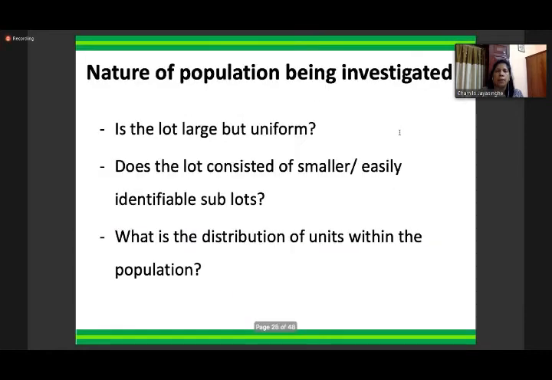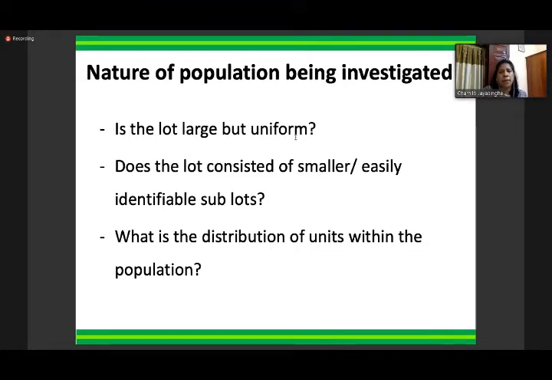The next point is the nature of the population being investigated. Is the lot large but uniform? Does the lot consist of smaller, easily identifiable sublots? Or what is the distribution of units within the population? So is the lot large but uniform, right? If it is large but uniform, then wherever the place, you can take the sample. So it won't be a problem. But if the lot is large but not uniform, then it will be a problem. You have to think about a different method to make it uniform, and then you can take the sample.